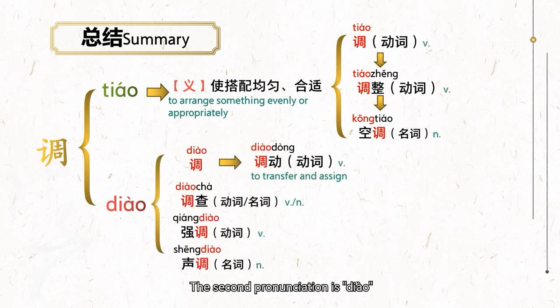The second pronunciation is 调, which means to change one's workplace or task according to the arrangement of the superior department. In this case, it forms the common words 调查, 强调, and so on. When it serves as a noun, it forms the word 声调.